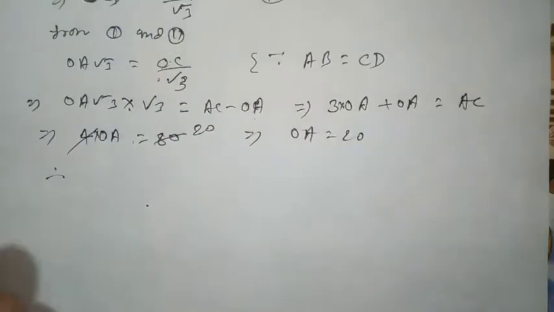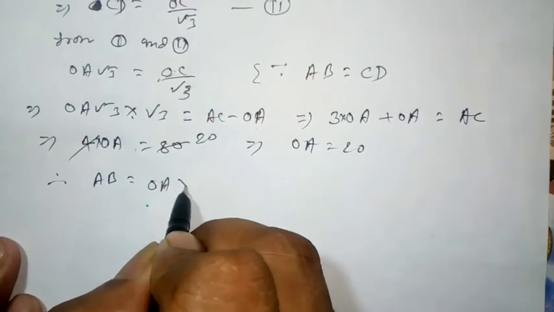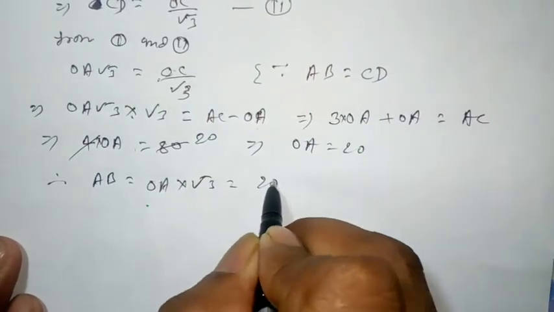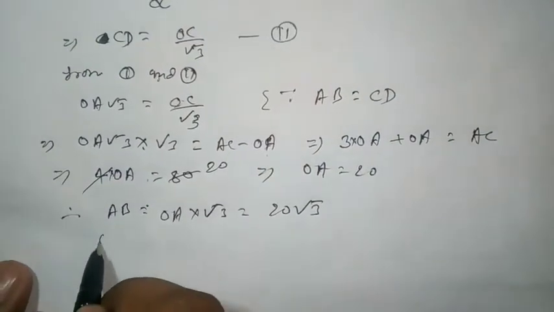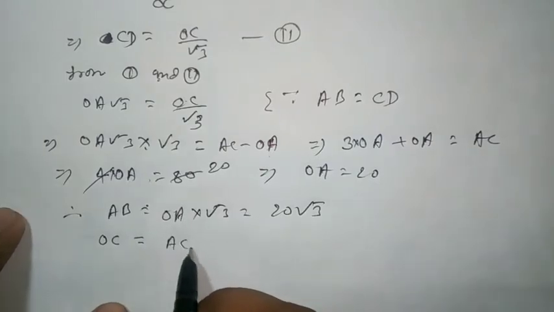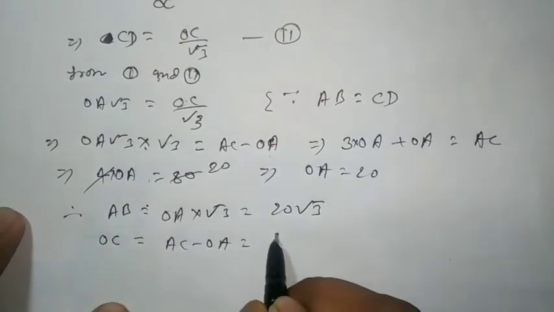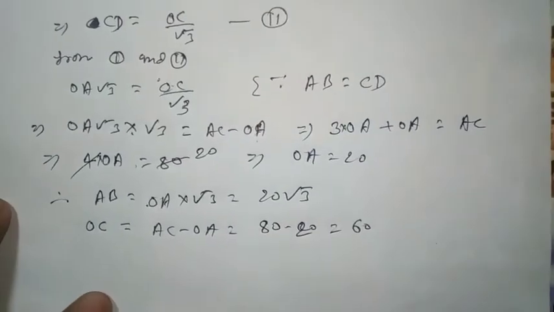Therefore AB is equal to OA root 3 is equal to 20 root 3. OC is equal to AC minus OA is equal to 80 minus 20 is equal to 60.